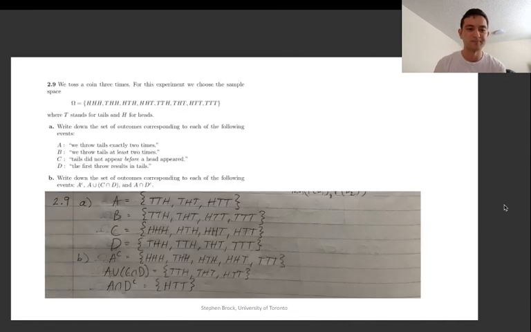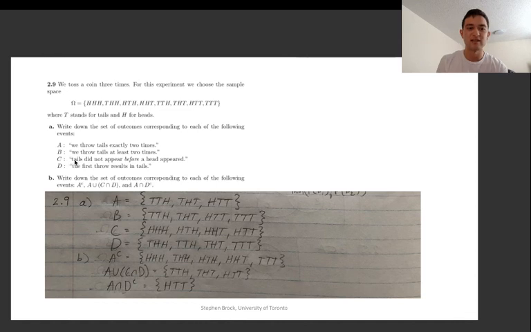All right, so we throw tails exactly 2 times. These are all the elements here where we have exactly 2 T's. So we have TTH, THT, HTT. For B, we throw tails at least 2 times. Well, that's the same thing as throwing it exactly 2 times, but we also want to include when we throw more than 2 times, which is 3 times. So we have 4 elements here: TTH, THT, HTT, TTT.